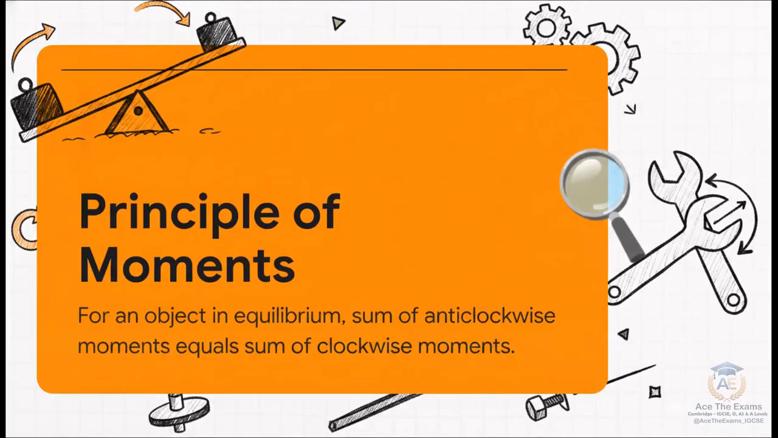Now, forces don't just stretch things, do they? They also turn things. And this introduces us to the principle of moments. The moment of a force is essentially just a measure of its turning effect. It's calculated by taking the force and multiplying it by the perpendicular distance from the pivot point. For an object to be in perfect balance, what we call in physics equilibrium, the sum of the anti-clockwise moments absolutely must equal the sum of the clockwise moments.